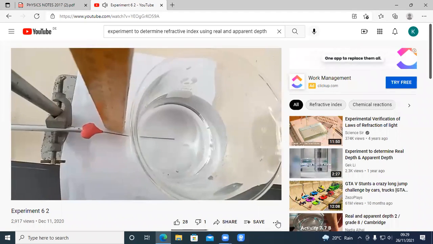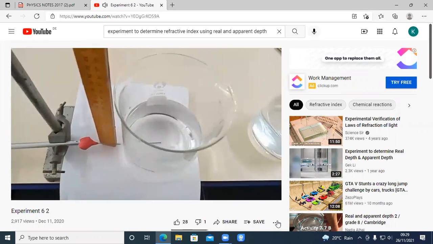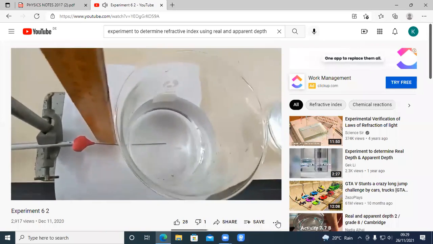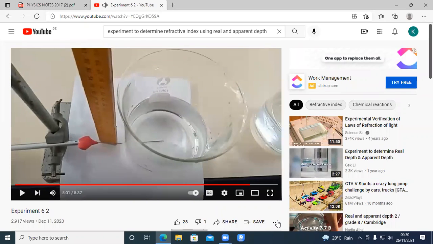Okay, real depth 7 centimeter from the top. From an angle, okay, looks like same level. Can take members. I believe you have got the concept now. You have got the concept, right? Members, have we got the concept?